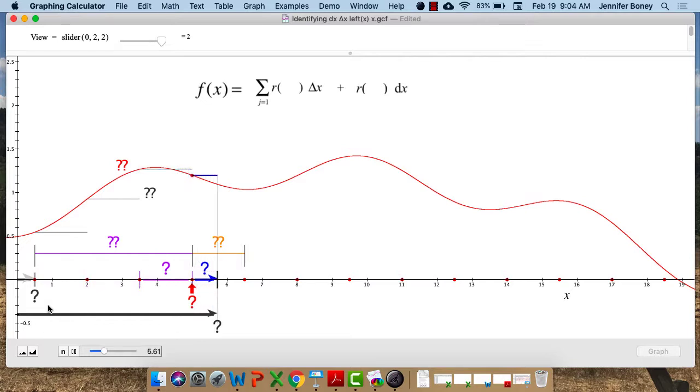But that first black question mark then would represent what was used in your sums as A.